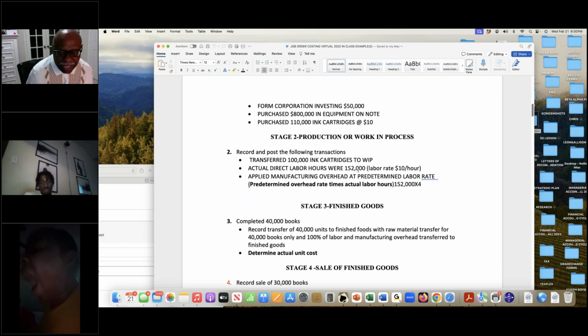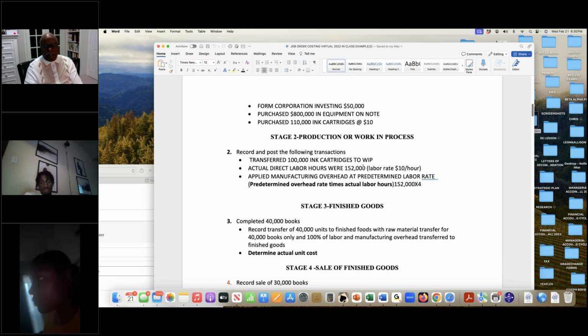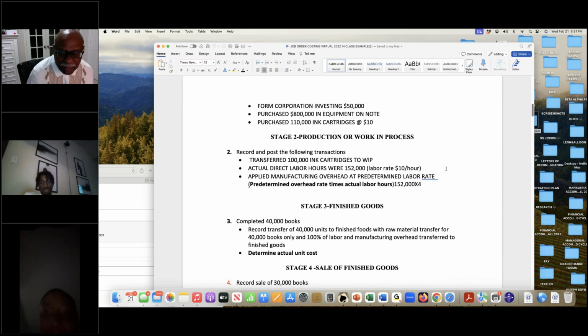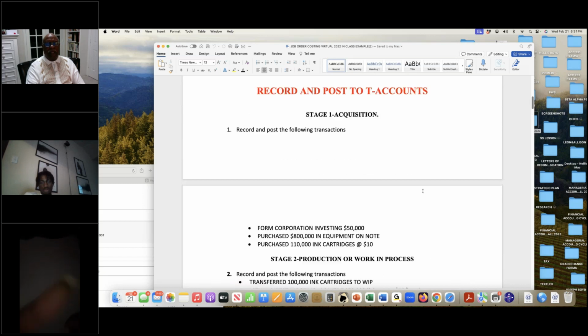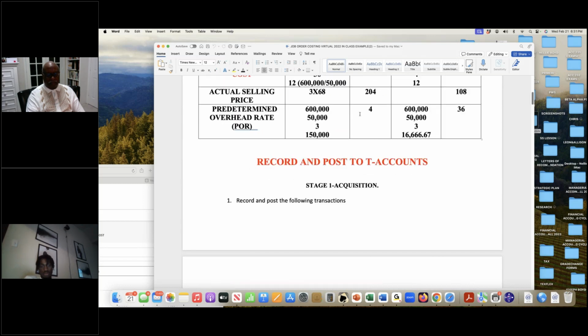We're told that the actual labor hours are 152,000. And our labor rate is $10 an hour. Then we apply the manufacturing overhead to those same 152 hours. But this is when we use that 4. When we estimate an overhead, this is when we use the 4, that POR that we calculated.